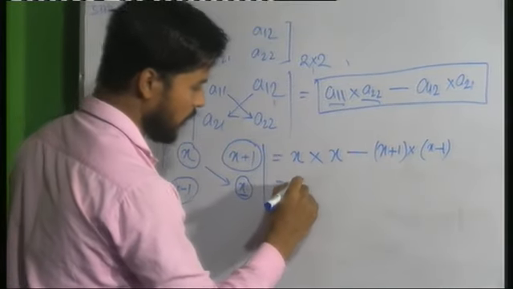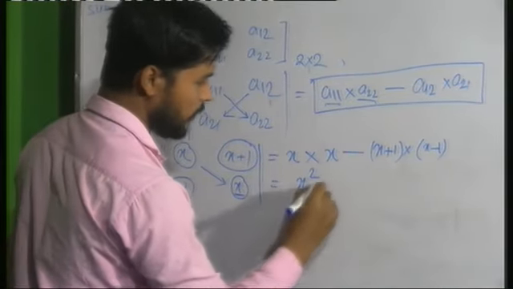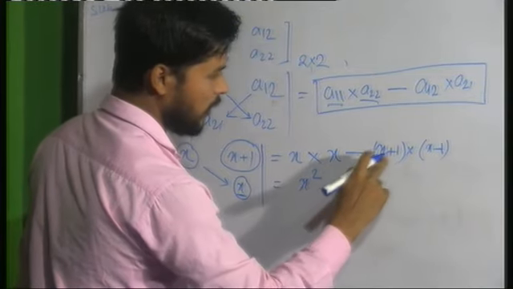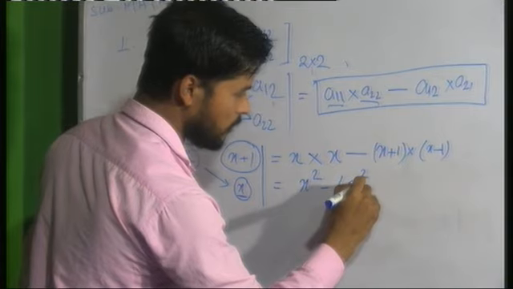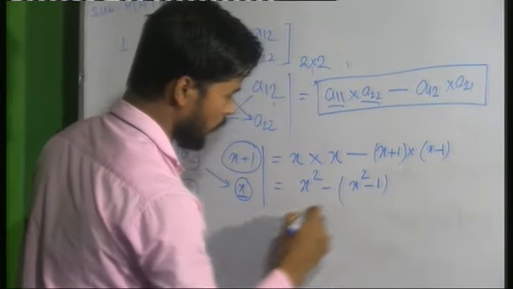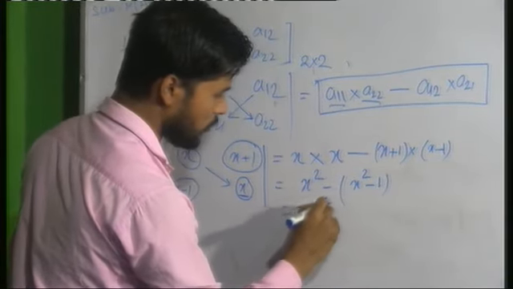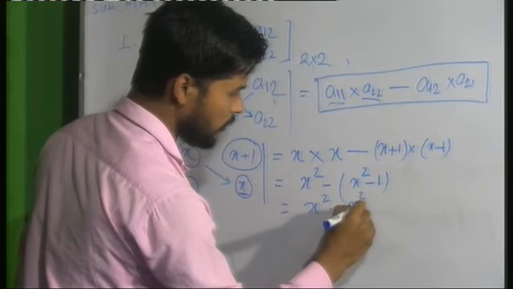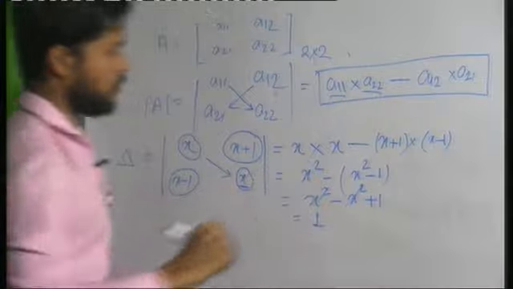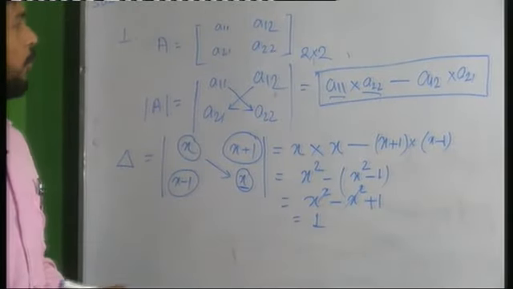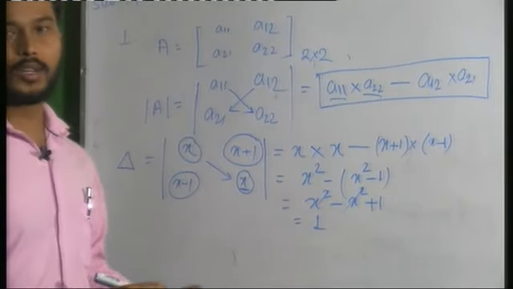Now calculate this one. So x into x is equal to x square, and this one is x plus 1 into x minus 1, and that is equal to x square minus 1. Now remove the bracket. So x square minus x square plus 1, that is equal to 1. So this is the procedure how we can expand a determinant of order 2 cross 2.